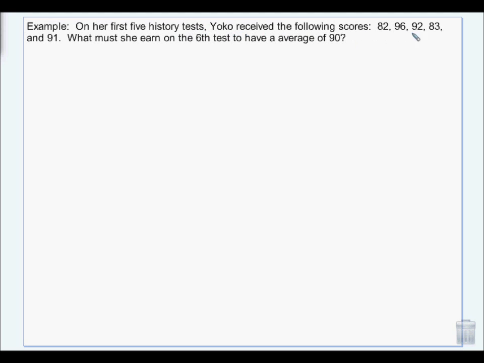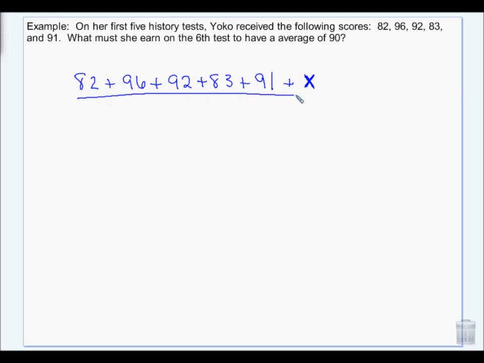Yoko got these test scores on her test, and she wants to get an average of 90, so she wants an A. So we need to figure out what she needs to get on her next test. That's an average, right? Average of 90. So these are the tests that she's already taken, and we're going to take a 6th test. We don't know what that is, so we're going to put an X in there. And we divide it by 6, and that would give us the average of 90.